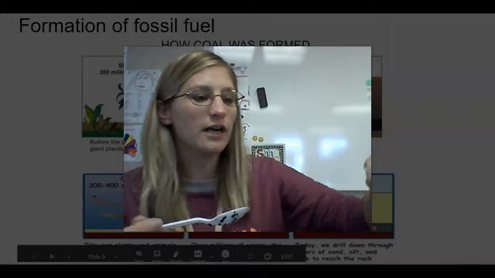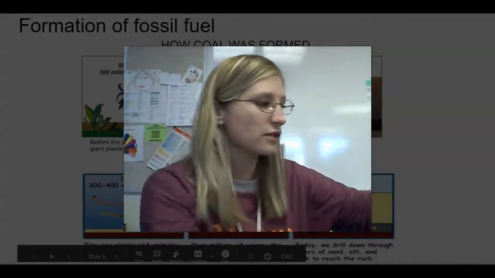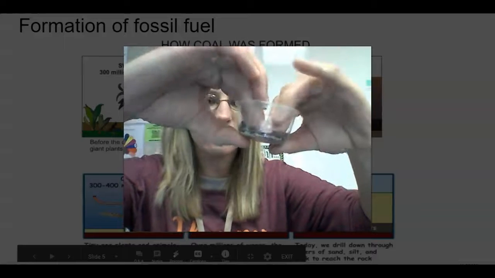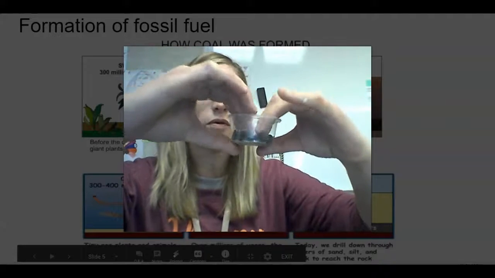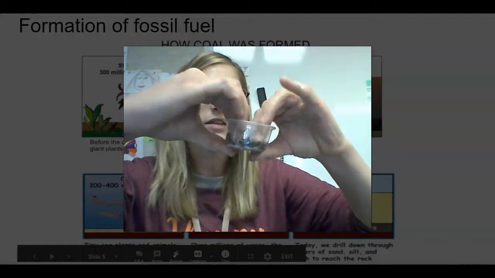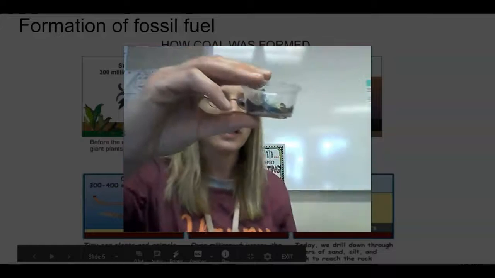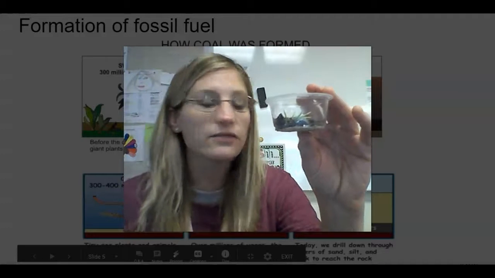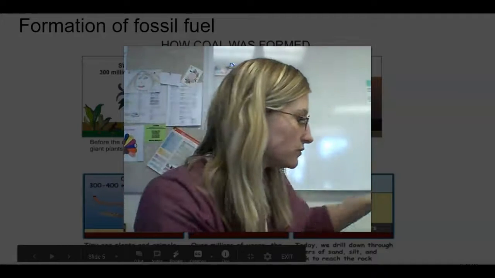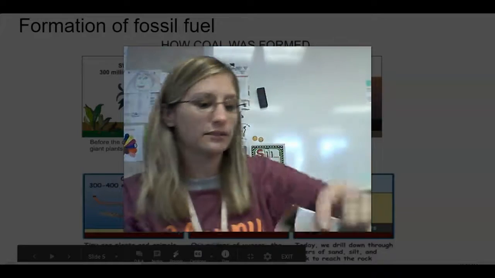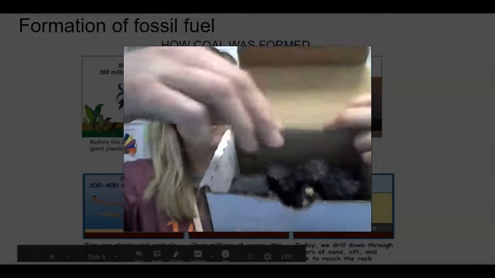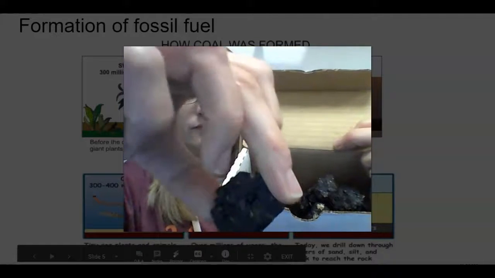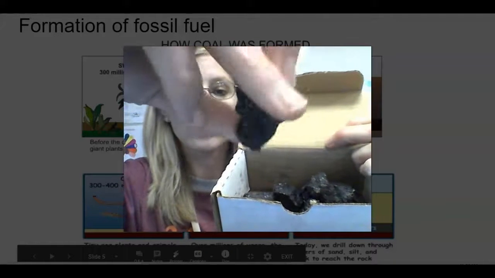Now what happens over time is heat and pressure push down on here. So if you would press down on here, that's how they form. This is all the formation of coal. And eventually, when all of this gets formed, after millions and millions of years, it'll turn into this. That's coal. And that's what coal looks like.